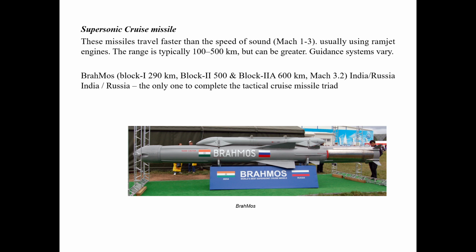At the same time, we also talk about the supersonic cruise missiles. Whenever the term supersonic cruise missile comes to mind, our mind goes to BrahMos, India's and Russia's jointly developed missile, which has a capability of Mach 3.2 at high precision. Supersonic cruise missiles travel faster than the speed of sound, below Mach 5, and can range from 100 to 500 kilometers.